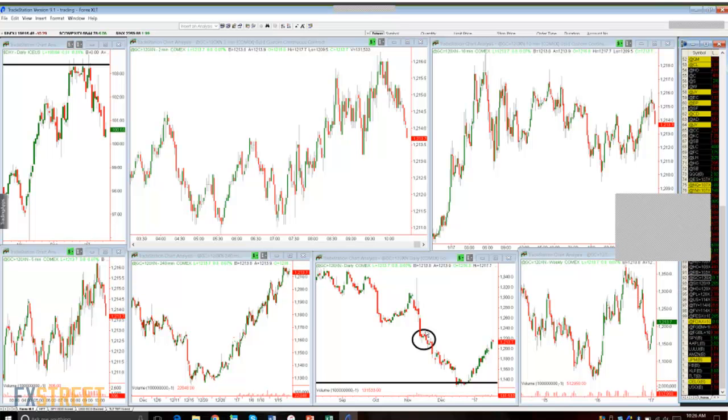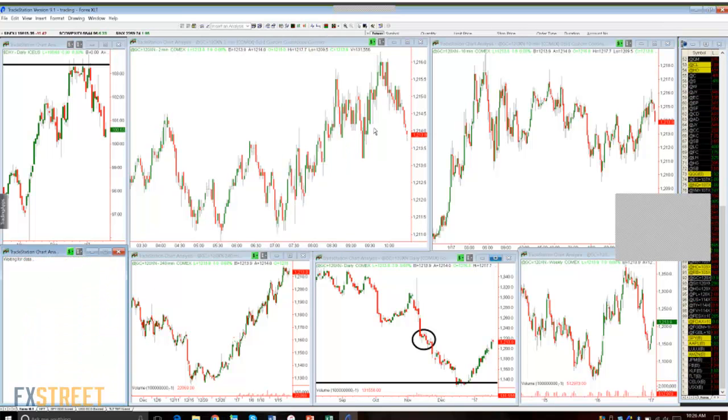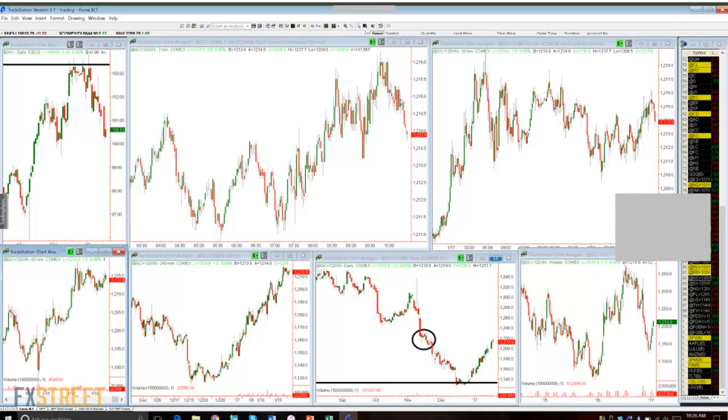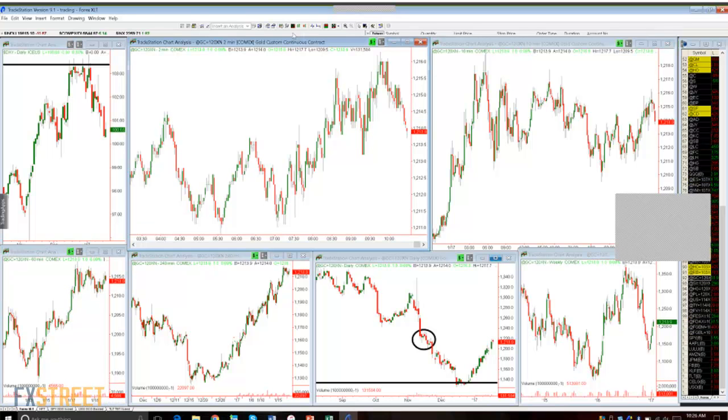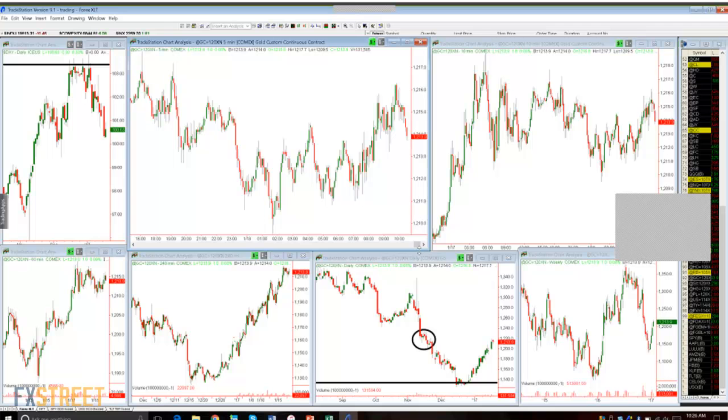Here's gold. There's not a whole lot to talk about in gold other than this little 5-minute chart. Let me just share it with you here. This little supply zone just developed up here. So we'll see what happens. What I'm getting at is this one right here. Let me just clean this up a little bit. There we go.